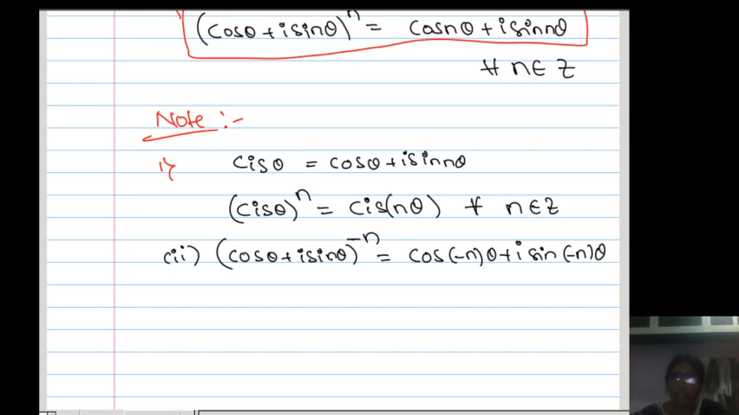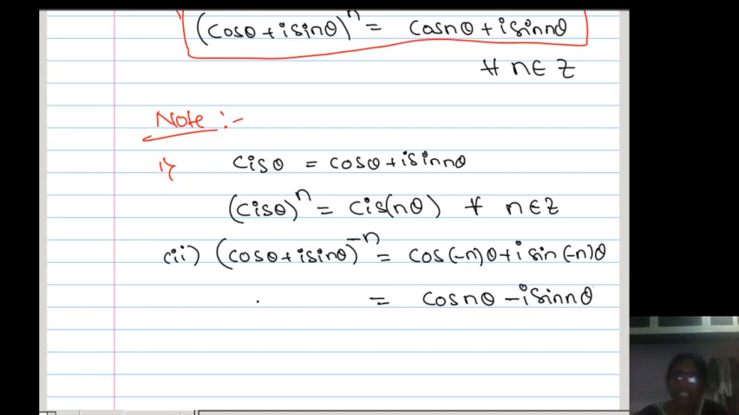So (cos theta plus i sin theta) whole power minus n can be written as cos of minus n theta plus i sin of minus n theta. But you know that cos theta is an even function, so this is equivalent to cos n theta only. And sine of minus n theta is an odd function. Odd function means sine of minus theta is minus sine theta, so it can be written as minus sin n theta.